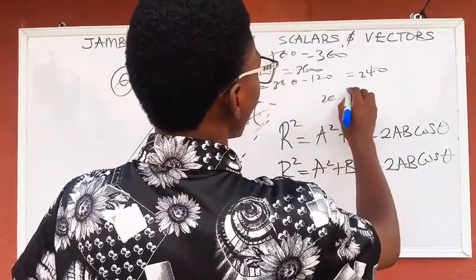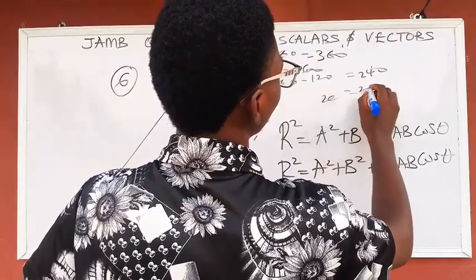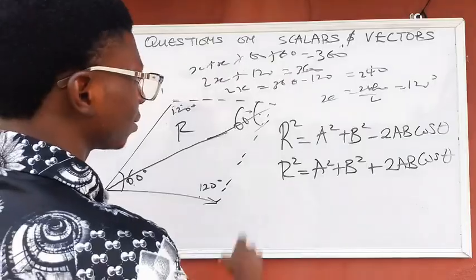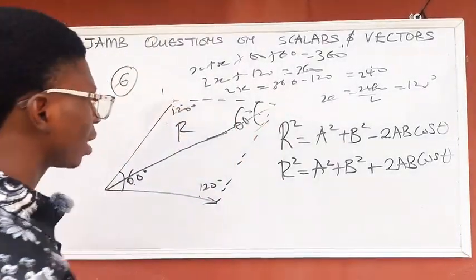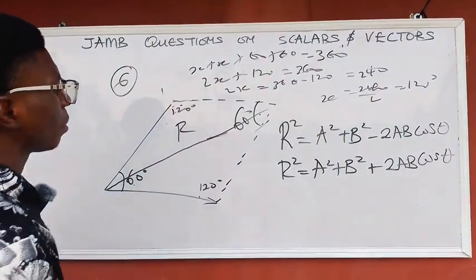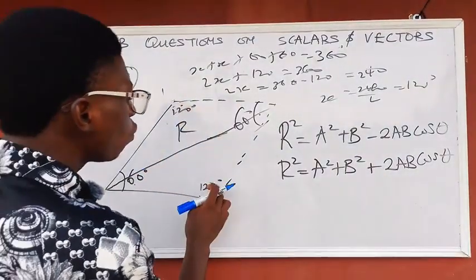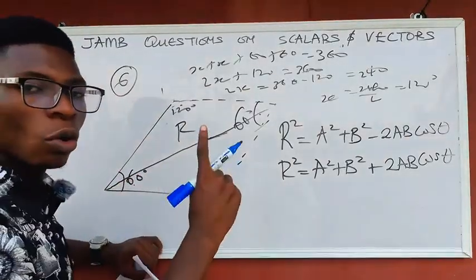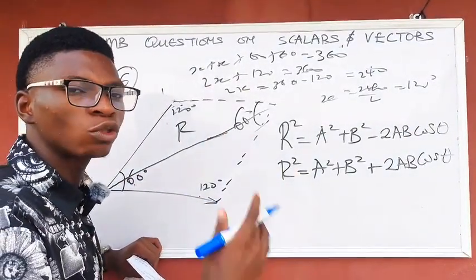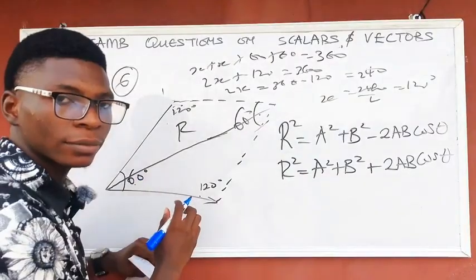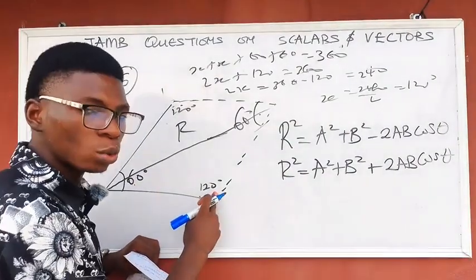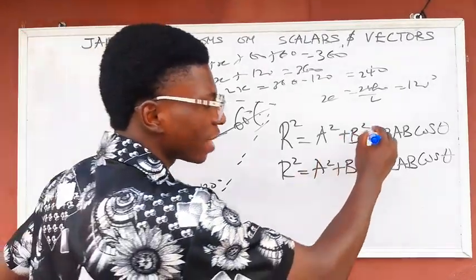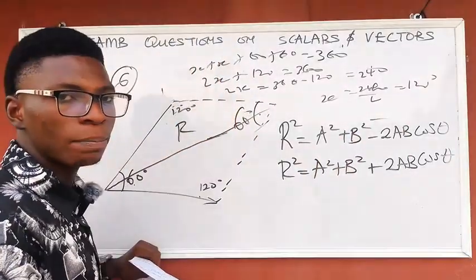X now is what? 240 all over 2, 120. So I did a rough calculation so that I won't waste much time. Now, if you want to use this angle, listen very carefully. The original angle between the two vectors is 60 degrees. But if you now want to use this angle to calculate your resultant, you are going to use the first formula, minus 2AB cos theta.